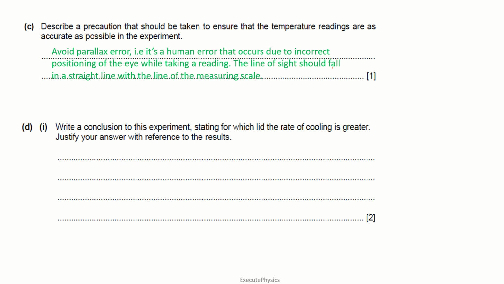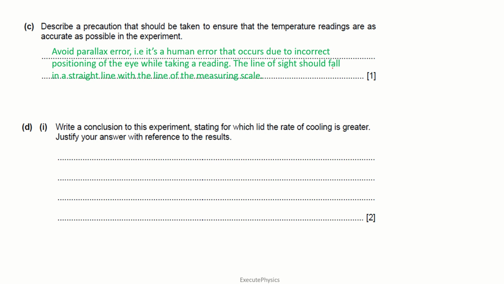So moving to the D part of the question: write a conclusion to this experiment stating for which lid the rate of cooling is greater. That is, out of the 2 lids, the lid which is partially covering the beaker and the lid which is covering the beaker by 3/4, in which is the rate of cooling greater? So logically thinking, we can tell which would be greater. The first lid, which is partially covered, has more space for the air molecules to move out. Am I right? So in the first case, the rate of cooling would be greater.